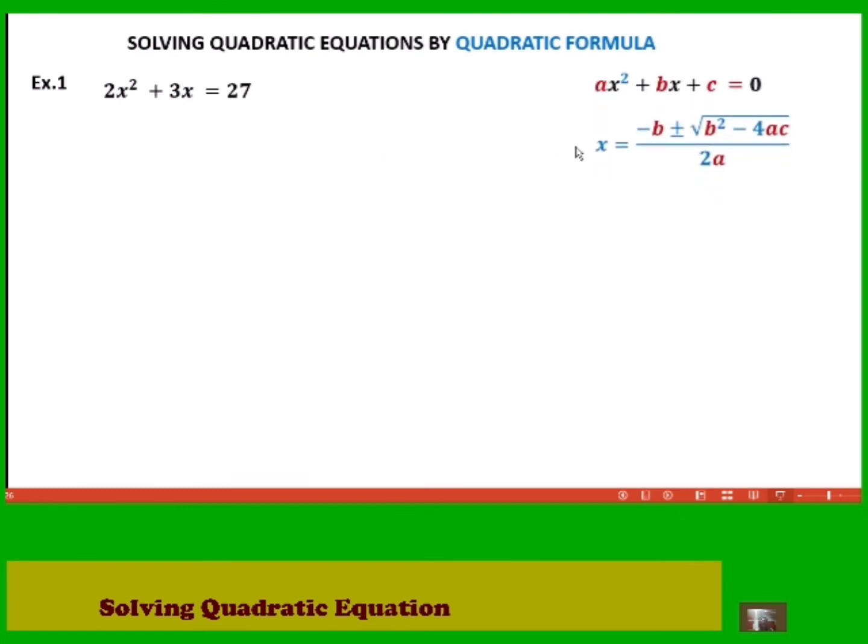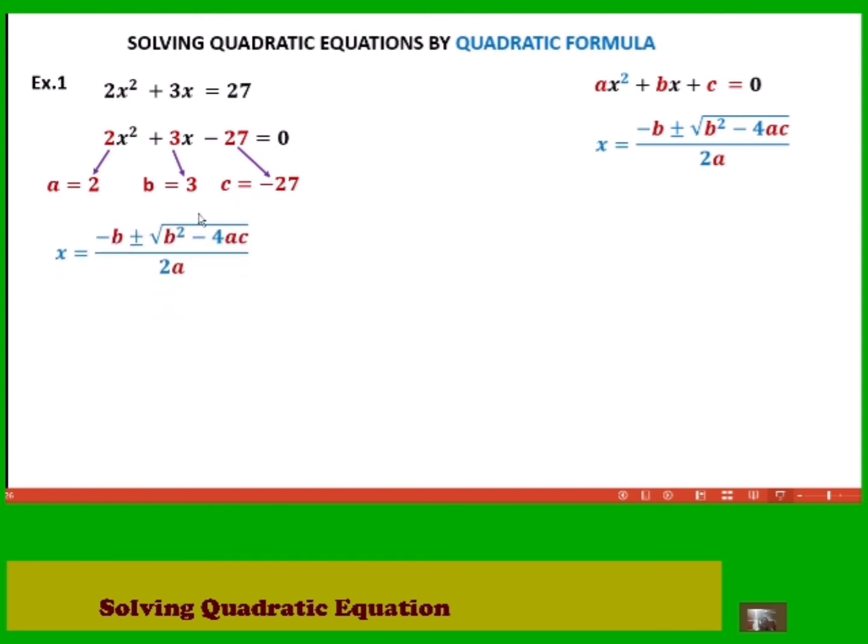We arrange the equation into standard form of a quadratic equation. So transfer 27 to the left, it becomes negative. And our a is equal to 2, b is 3, and c is negative 27. Using the quadratic formula, substitute b with 3, b equal to 3, a equal to 2, c is negative 27, a is 2.